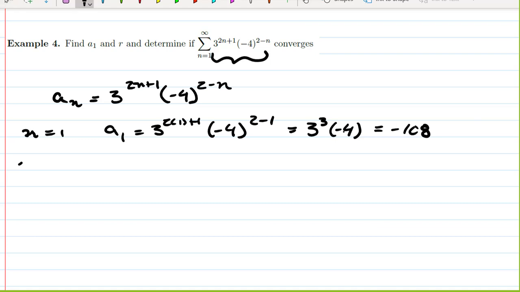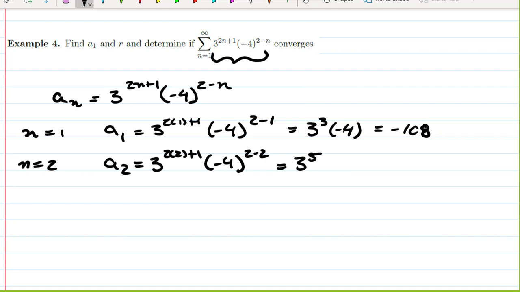A1. To find A2, I would just put in n equals 2. So A2 would be 3 raised to the 2 times 2 plus 1 times negative 4 to the 2 minus 2. Well, 2 times 2 is 4 plus 1 is 5, so that's 3 to the 5th times negative 4, and 2 minus 2 is 0. So then let's see. 3 to the 5th is 3 times 3 is 9, times 3 is 27, times 3 is 81. Times 3 is 243, and anything to the 0 power is 1.